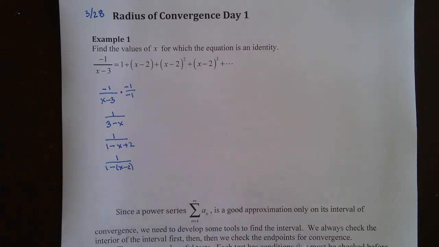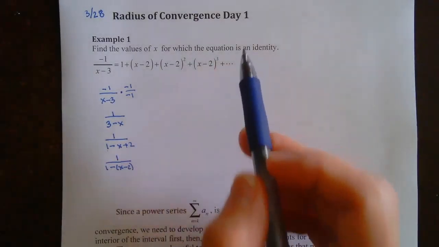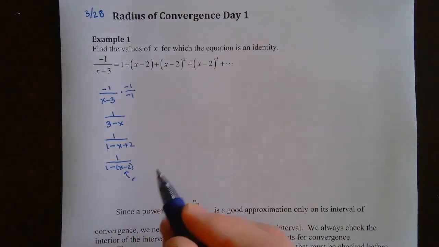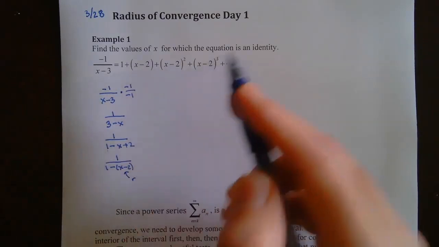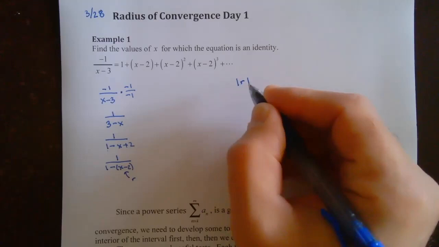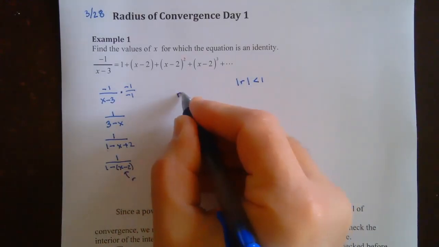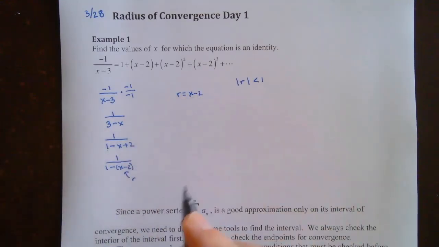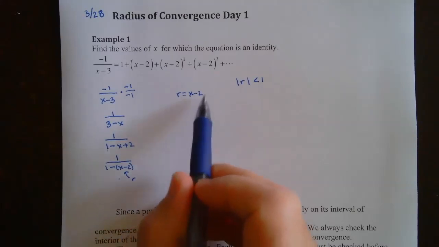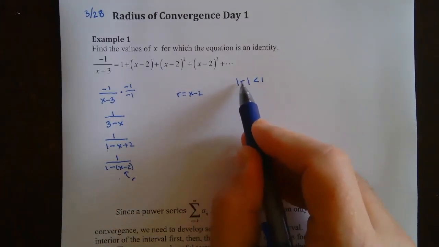So the original question was find the values of x for which the equation is an identity. So we needed our r. This is our r right here, because this is only true if the absolute value of r is less than 1. And I should say, our r is x minus 2. So we can get the x minus 2 from this. We can also get the x minus 2 by looking, we're multiplying by x minus 2. So there's two ways to figure this r out. I just want to make that really clear. So this r is x minus 2.